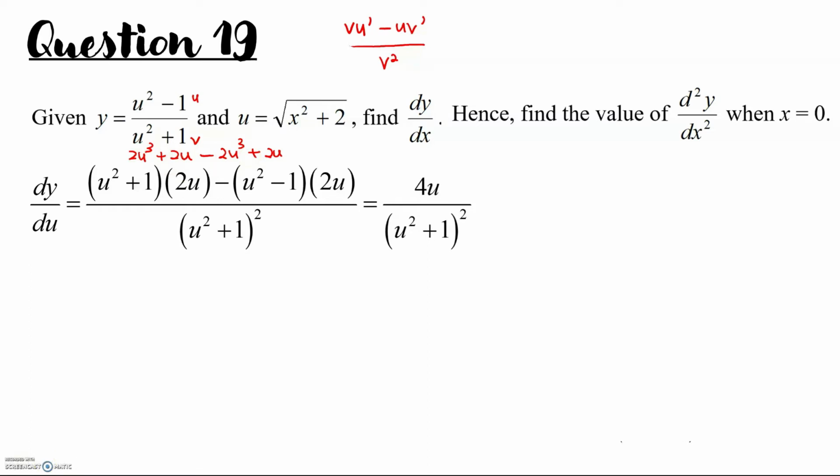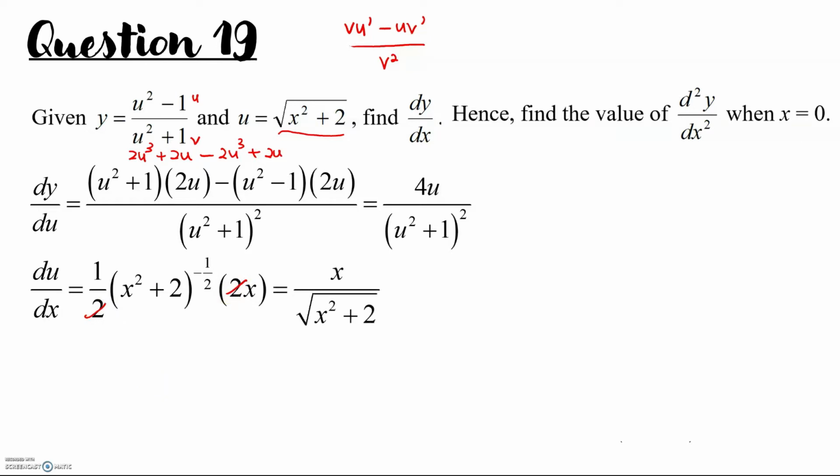Now let's differentiate du over dx here. For this one, we got half (x squared plus 2) to the power of negative half times 2x. Let's simplify this one. The 2 and 2 here we can get rid of. So we are left with x over the cube root of x squared plus 2.